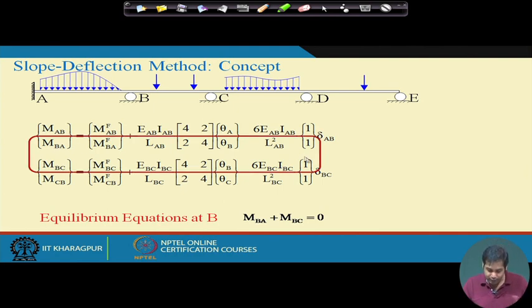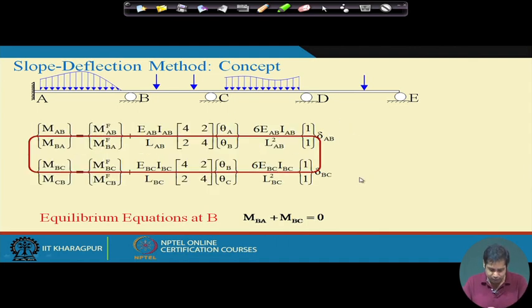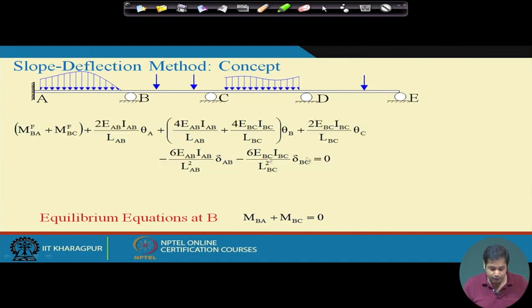Now, if we add them, then we get an expression like this. You can try this. It is written in a matrix form. You have to write the MBA in algebraic form, MBC in algebraic form, and then add them. If you add them, you will get an expression like this.